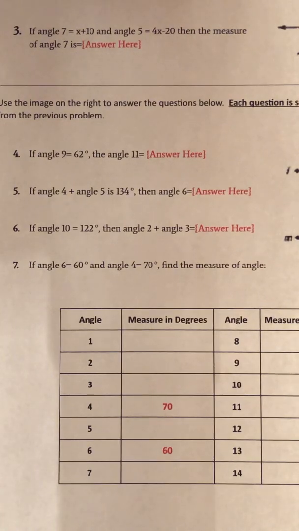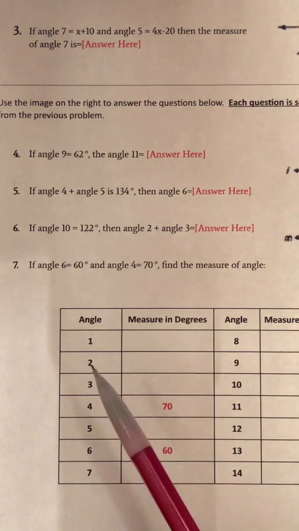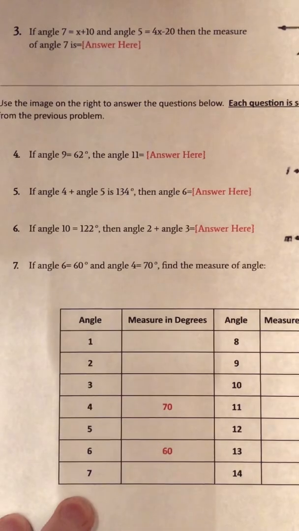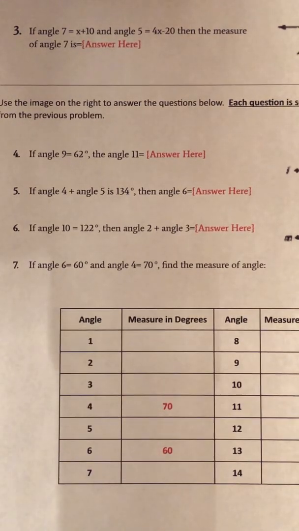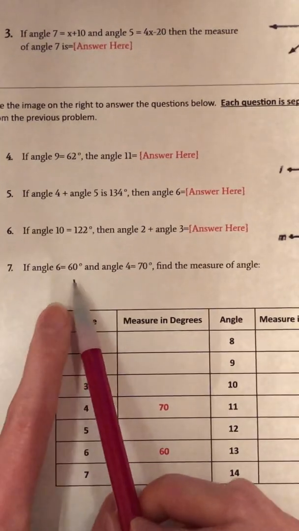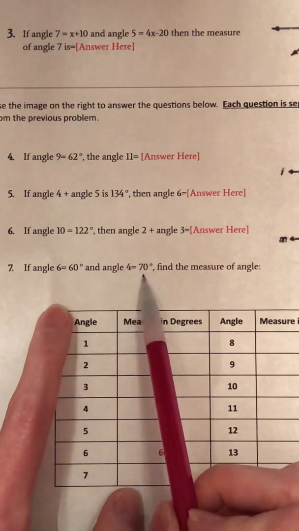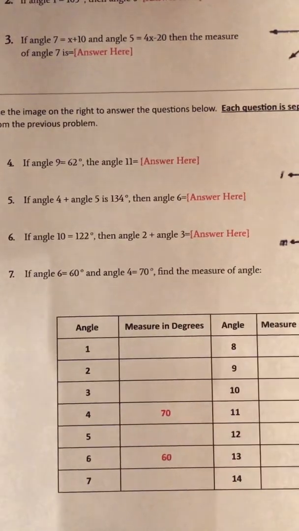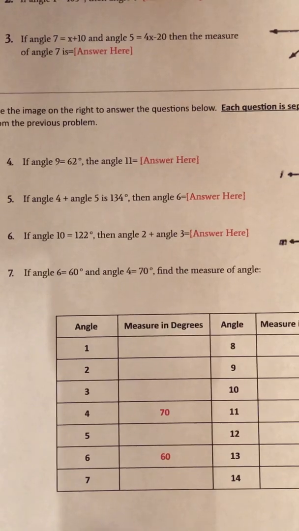Hey guys, I'm seeing that a lot of you are struggling on number 7 on the transversals practice, so I just wanted to give you some quick hints on that. It says if angle 6 is 60 degrees and angle 4 is 70 degrees, find the measure of all of the rest of the angles.